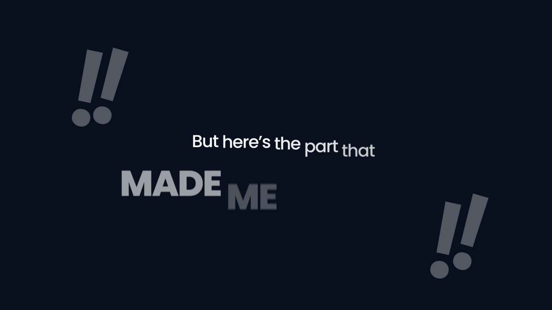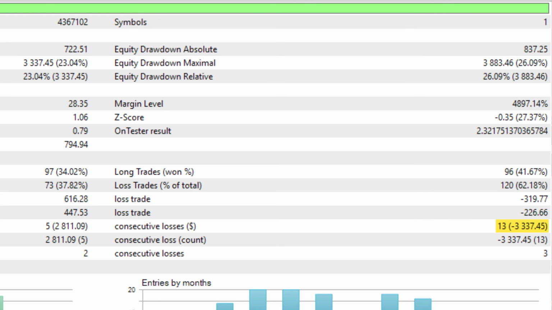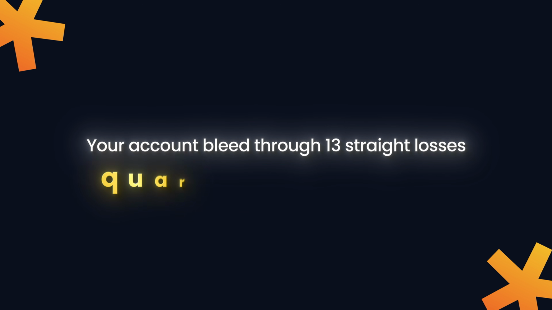But here is the part that made me nervous. 13 losing trades in a row and a 26% drawdown. Live, that's watching your account bleed through 13 straight losses and drop a quarter of its value. Mathematically, that's normal for a 2-to-1 strategy. You lose more often. You just win bigger. But knowing that is one thing and living it is a totally different thing.